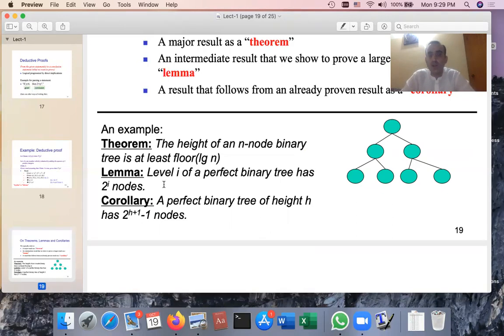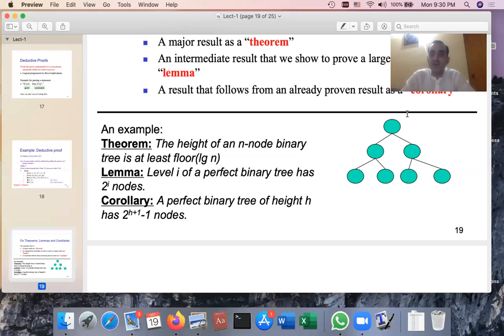Similarly, this is the example of a lemma, and this is the statement: level i of a perfect binary tree. This is a perfect binary tree. So level i of a perfect binary tree has 2 raised to the power i nodes. So this statement is saying that using this lemma, you can calculate the number of nodes at any level in any perfect binary tree.